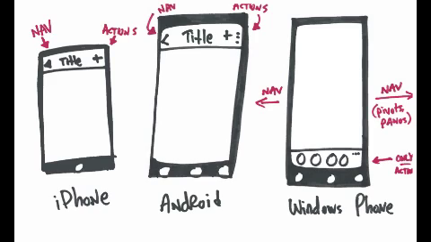Now let's look at iOS for a second. They have always had navigation up at the top, especially at the top left. And more, they're starting to put actions on the top right. But again, navigation on the top. Android's a very similar thing. They have navigation on the top. And again, they also put actions on the top right.